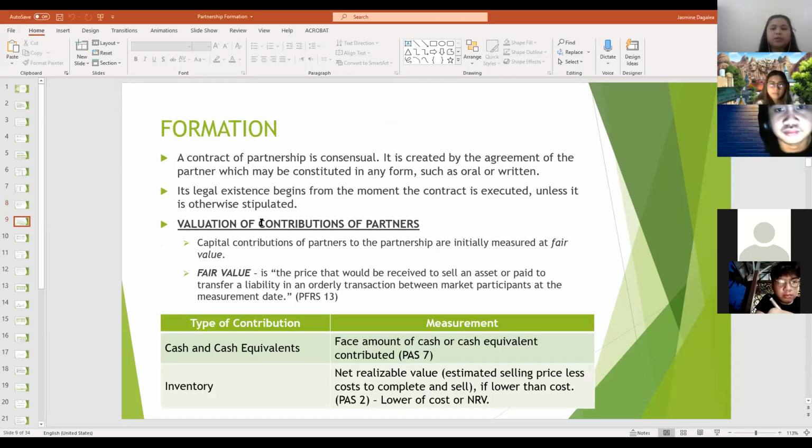So under formation, a contract of partnership is consensual. It should be consented to by all partners. It is created by the agreement of the partners, which may be constituted in any form, such as oral or written. Its legal existence begins from the moment the contract is executed unless it is otherwise stipulated. So when you are forming a partnership, there will be a date of agreement between the partners.